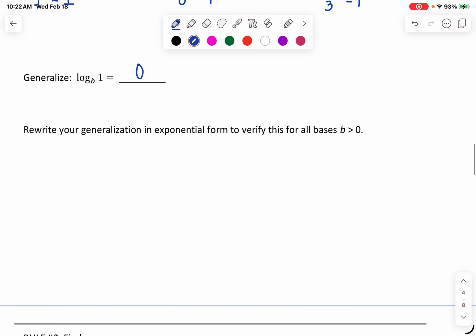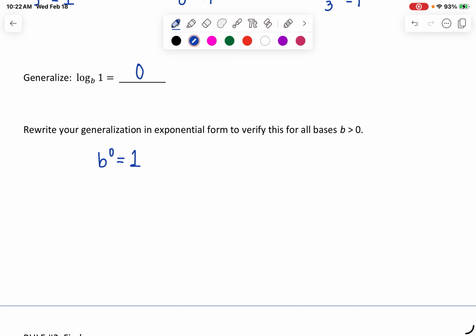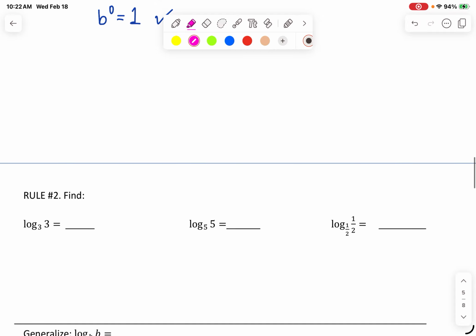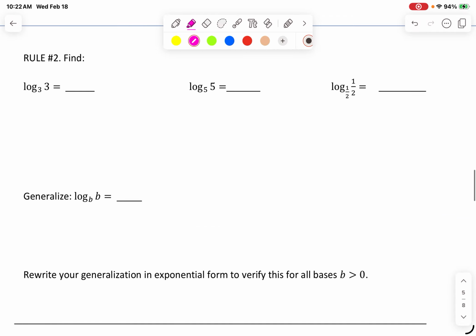We can rewrite in exponential form to verify that it's true. If we rewrote this in general form, we have b to the 0 is equal to 1, and anything to the 0 power is equal to 1. So that is true. This is our first little rule here, and once again, if the argument is 1, the log is equal to 0.